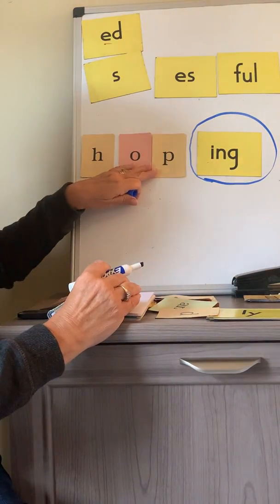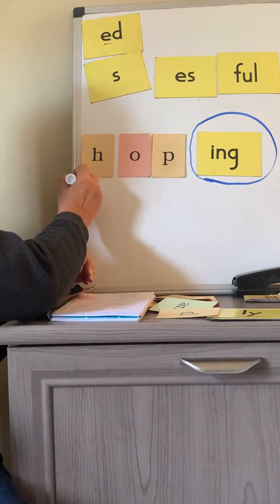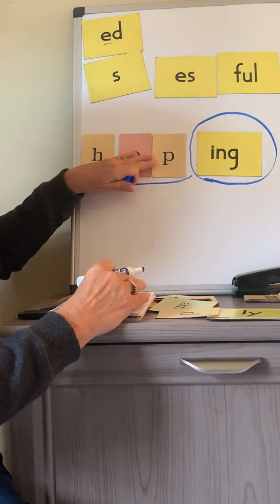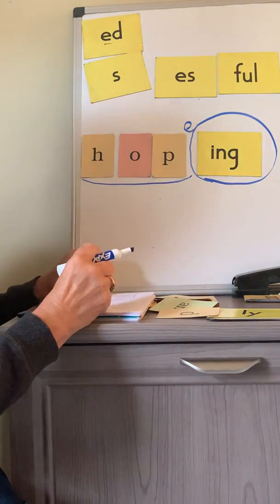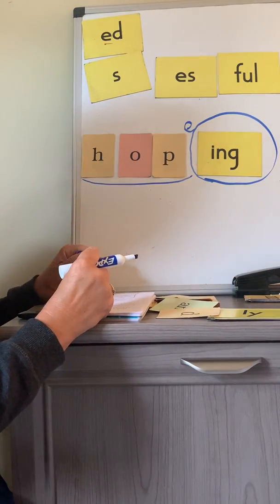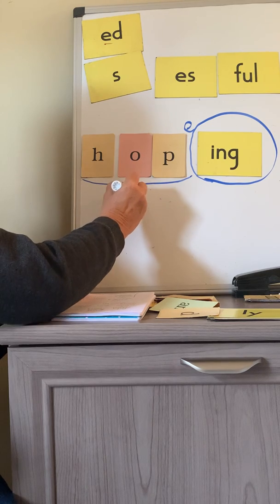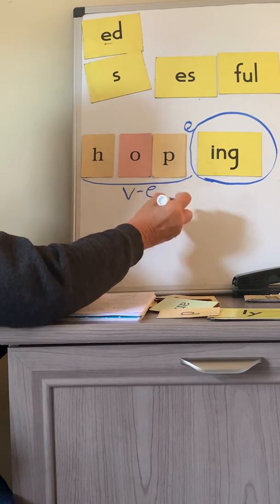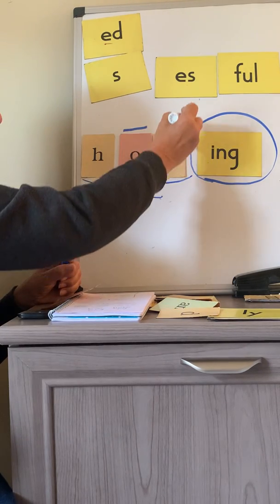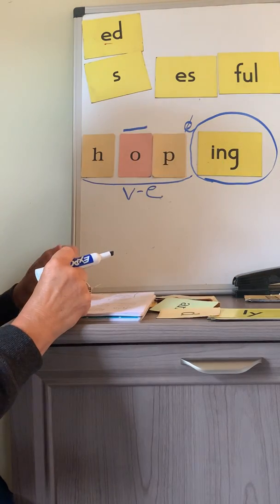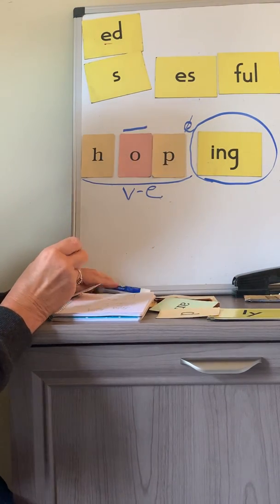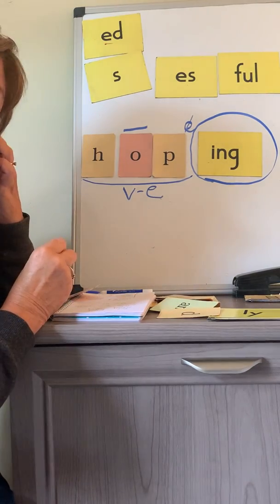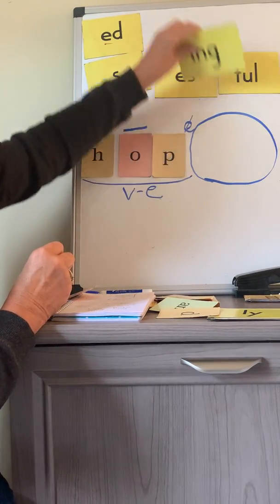Now that isn't hope. So to make that base word hope again, I'm going to add my little E right up here. So then I can mark it vowel, consonant, E, because the O is long and the E is silent. The same thing is true if I wanted to add ED.